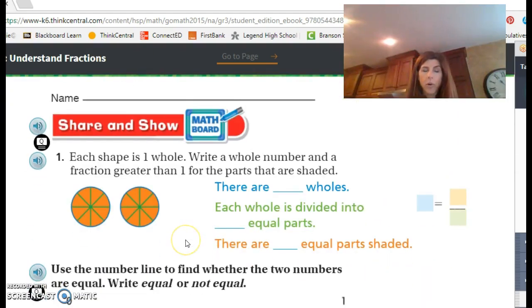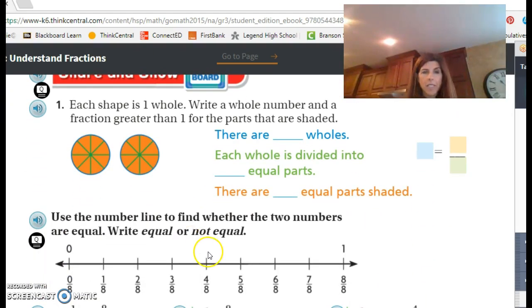Okay, you can turn to page 477, because 477 is one of the pages that need to be completed by an adult. All right, let's do number 1. Each shape is 1 whole, right? Write a whole number and a fraction greater than 1. So right over here, just like we did in the last problem. So let's get to it. How many wholes are there? This is going to be a whole and this is going to be a whole. So there are 2 wholes. So our whole number is going to be 2 over here.